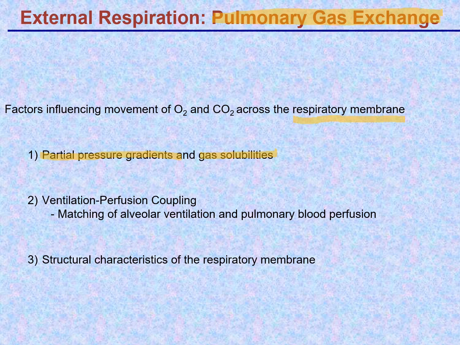The second one is ventilation perfusion coupling, which is a physiological process that optimizes alveolar ventilation and pulmonary blood perfusion, and I'll talk more about that in the next few slides. And then the structural characteristics of the respiratory membrane. These are the key factors that influence movement or diffusion of O2 and CO2.